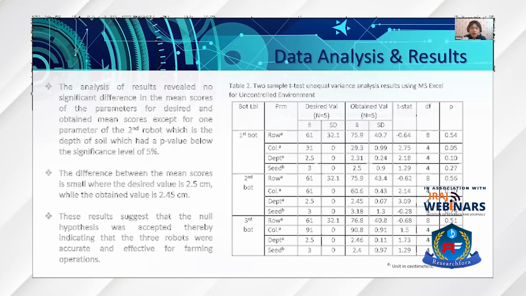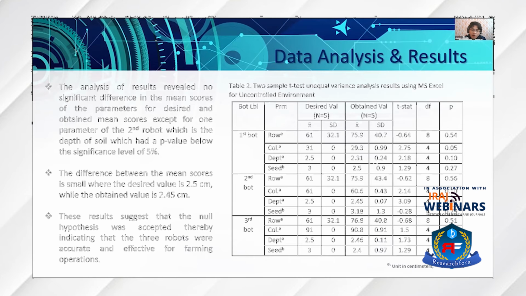Okay, next. Based on Table 2, as you can see in the table now, the analysis of results revealed that there's no significant difference in the mean scores of the parameters, especially for the desired as well as obtained mean scores, except for a single parameter, which falls under the second robot, which is the depth of soil, which had a p-value below the significance level of 5%.